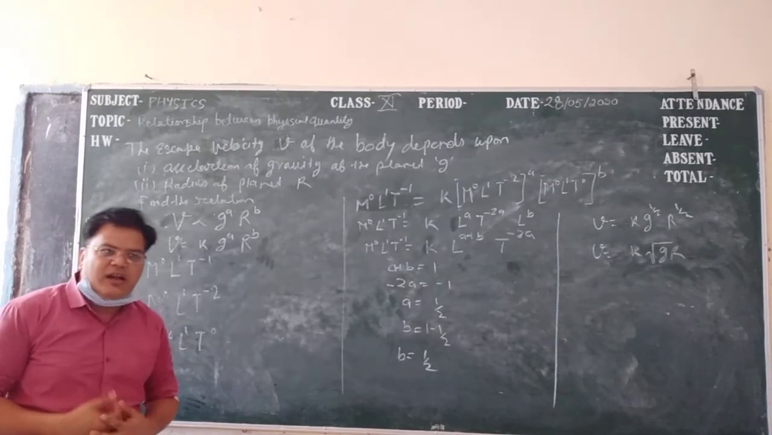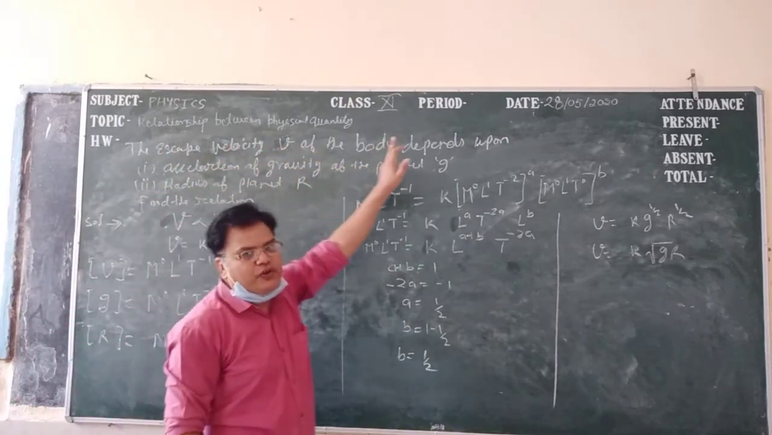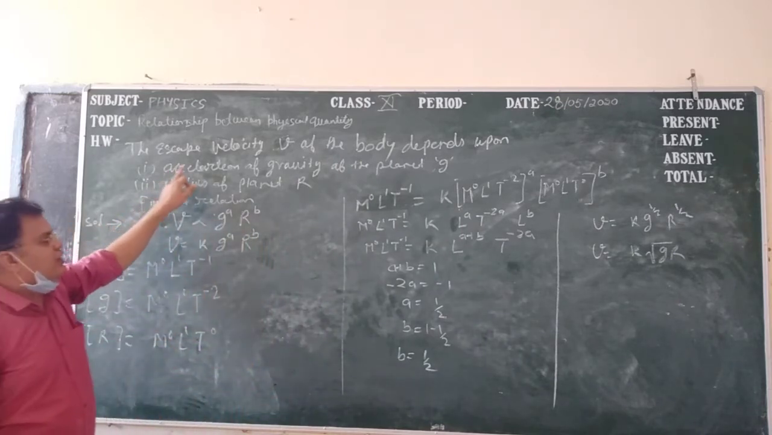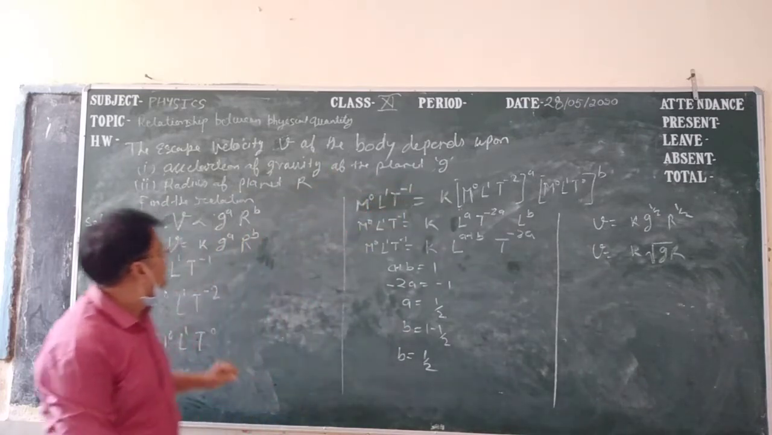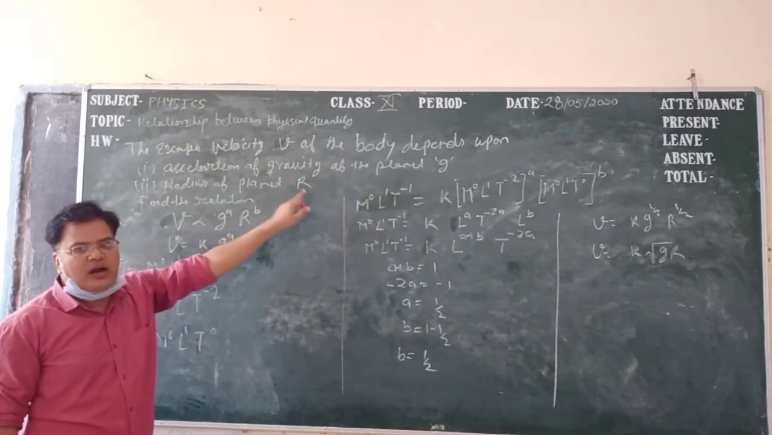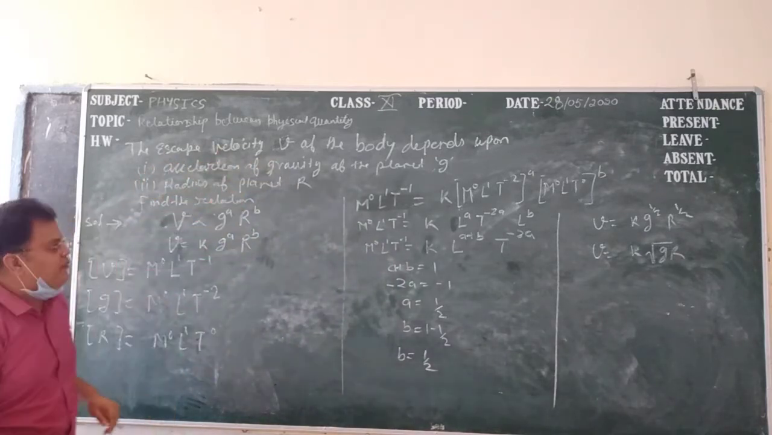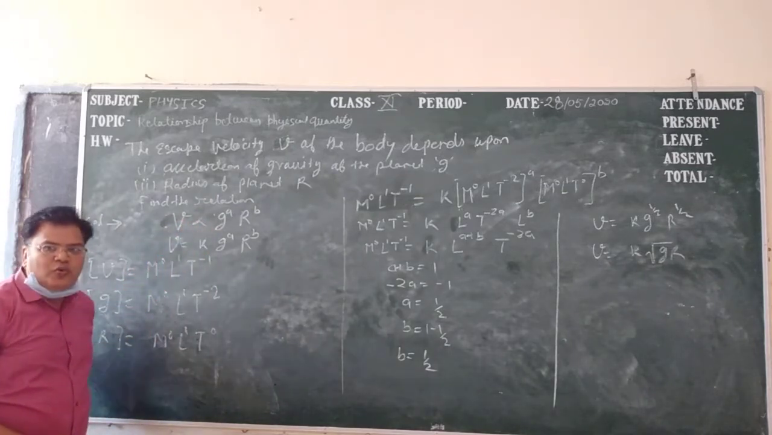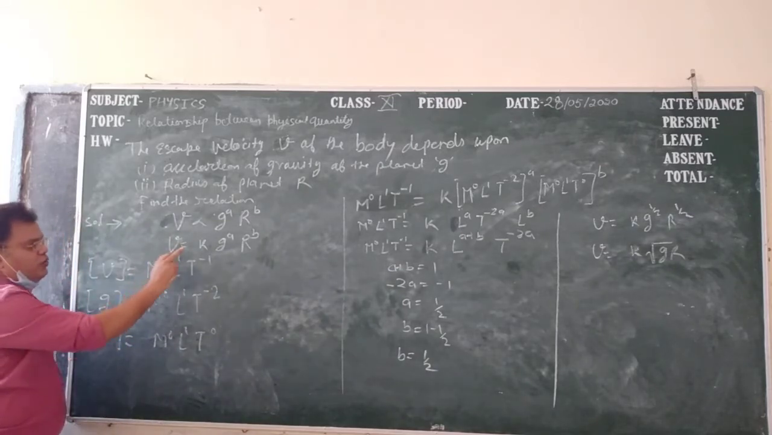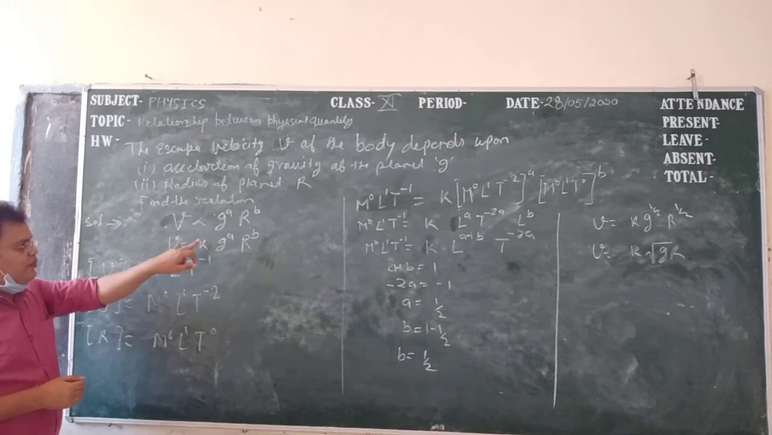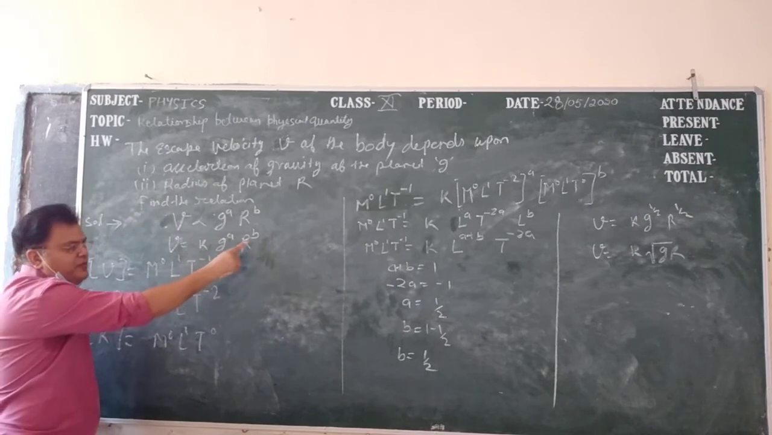Now student, we are taking another question. The escape velocity of a body depends upon the acceleration of gravity of the planet g and the radius of the planet R. Here escape velocity V depends upon, that means V is directly proportional to g and R. Put the powers a and b for our solution. When the proportional sign is removed, put the constant K. V equals K g to the power a, R to the power b.